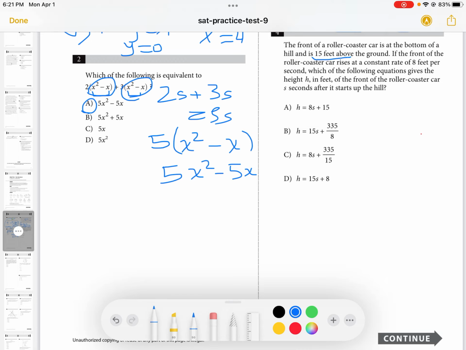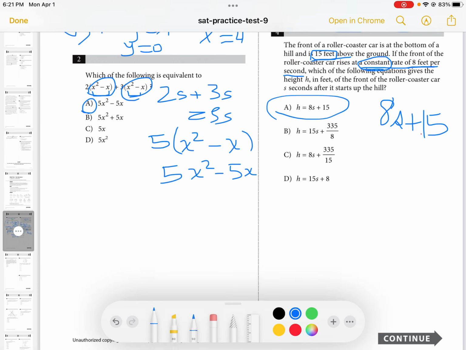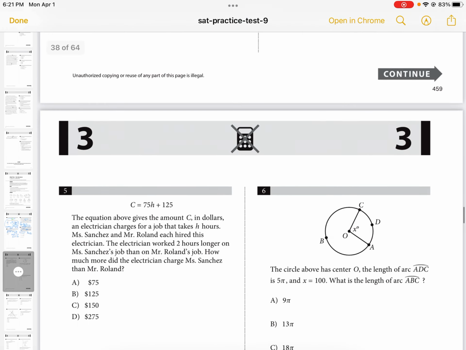Okay, so we start 15 feet above the ground, and then we move at a constant rate of 8 feet per second. Note the keyword constant. That means we're dealing with a linear equation. And if we're dealing with a linear equation, we have our intercept, or 15 feet, and then we have our slope, 8 feet per second. So it'd be something like 8s plus 15, and luckily enough for us, that's A. Next question.